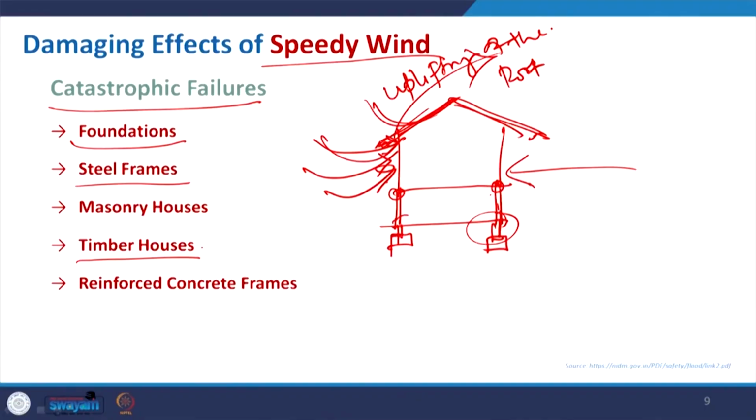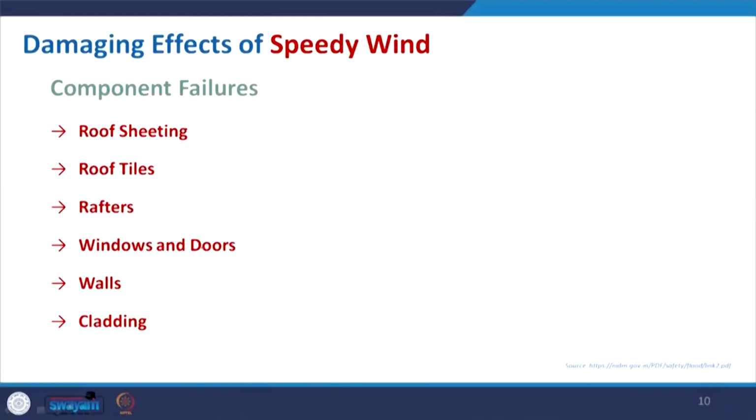Coming to reinforced concrete frames. In this case, RCC frames will also be affected if their joints are not properly made, or if, whatever wall we use, we have very poor joints or the thickness of the external wall is very less, then the magnitude of the damage will be more. Compared to catastrophic failure, sometimes it may not be a total failure, but there are some component failures.